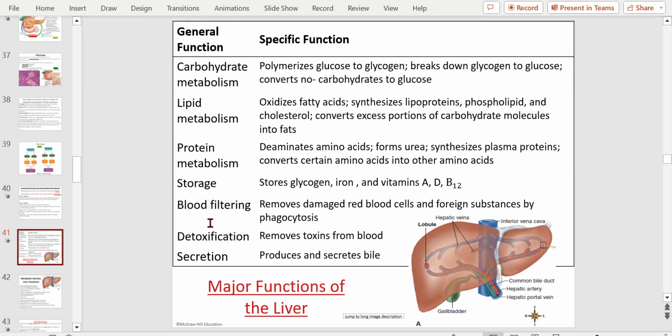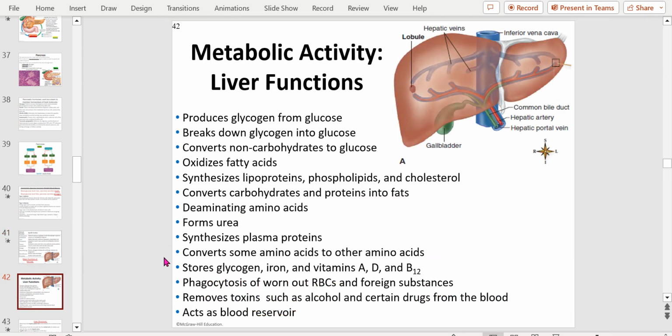Okay, the general functions here, now we're talking about the liver. This one, the liver, is a super organ. Just some specific functions: carbohydrate metabolism, lipid metabolism, protein metabolism, storage, blood filtering, detoxification, secretion. And we're not even done yet.